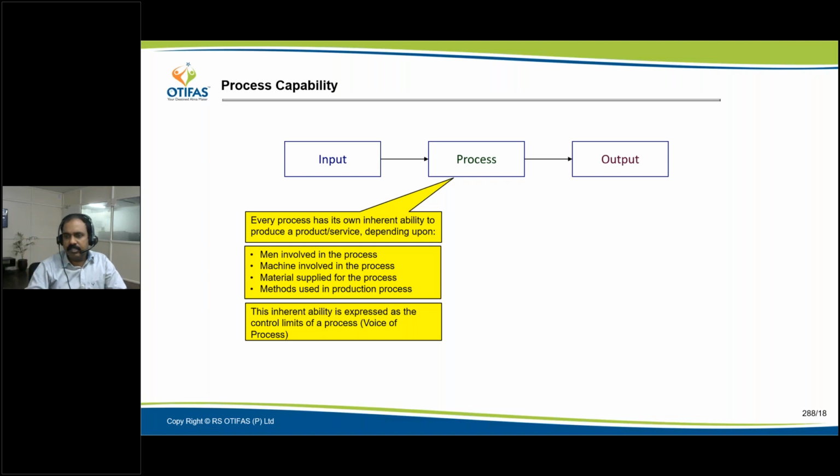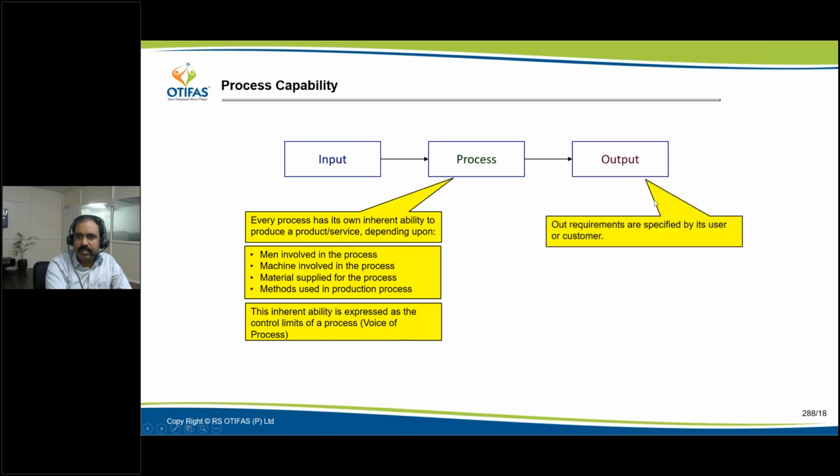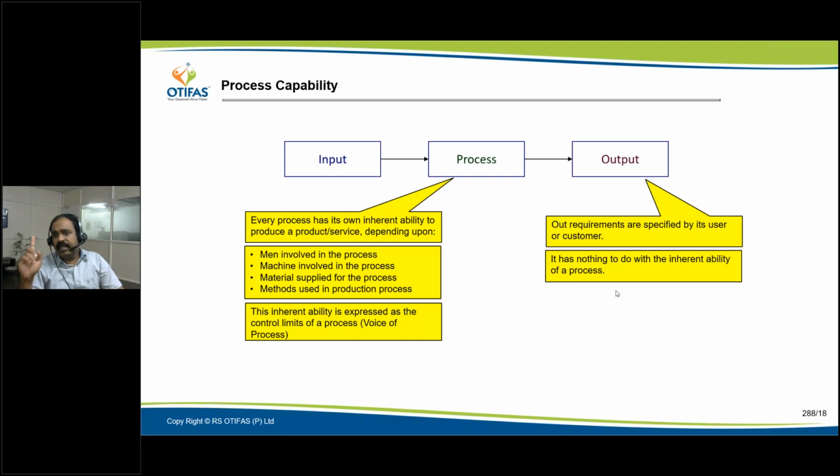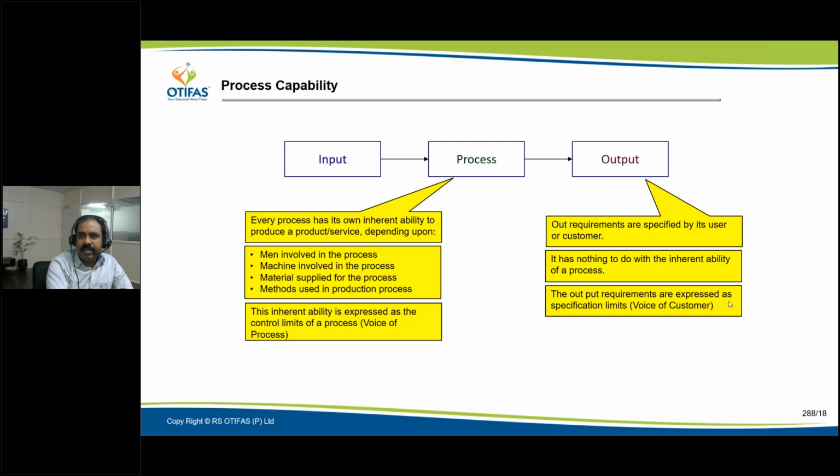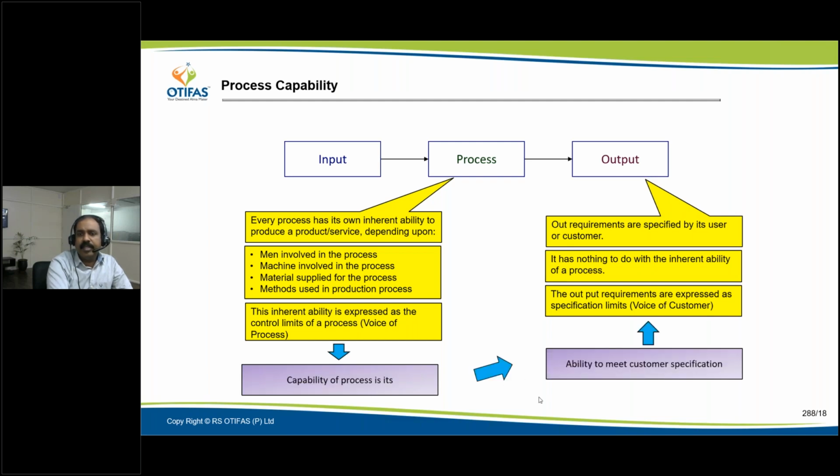or voice of process. It is also called VOP. The specification limit is called VOC, voice of customer. Now what are we doing in capability analysis? In capability analysis, output requirements are specified by the customer. It has nothing to do with the inherent ability of the process. Output requirements are expressed by the specification limit, called voice of customer. In capability analysis, the capability of a process is its ability to meet the customer specification. This is what capability is.